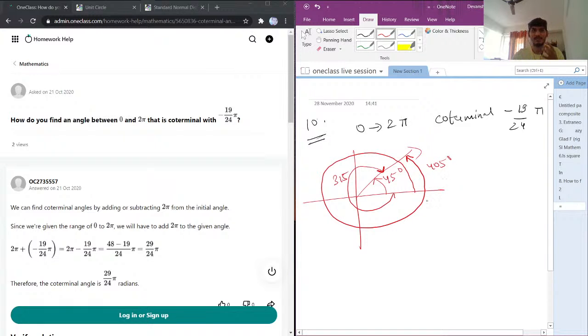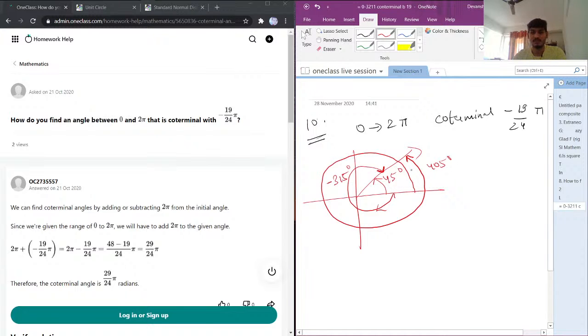So coterminal angles are basically those angles which share the same terminal side, or which terminate on the same axis or line. For example, here we can see 45 degrees. We made an axis at 45 degrees. Now if we go clockwise from the positive x-axis, we get 315, and as we are going clockwise, this will be negative 315 degrees. Again, if we start from the positive x-axis and go anti-clockwise till this 45-degree line, we will get an angle of 405 degrees.